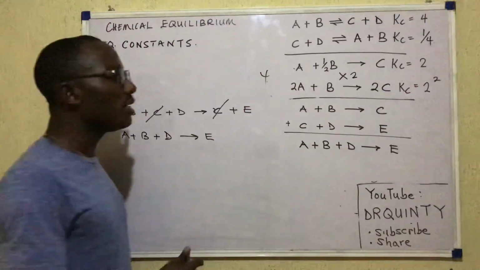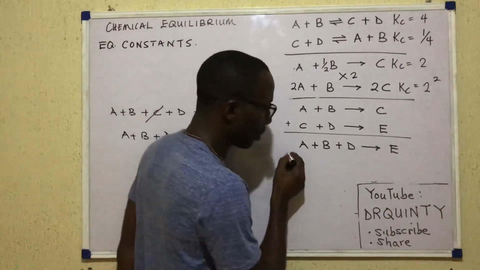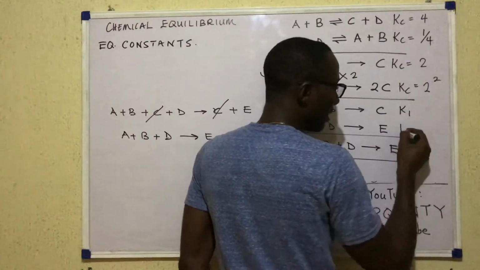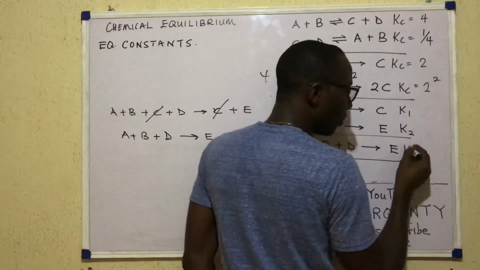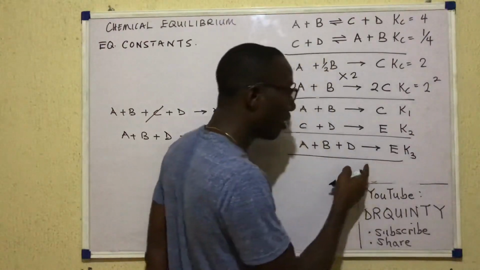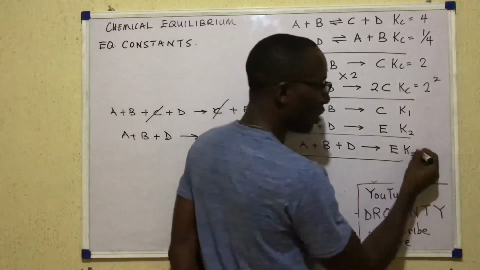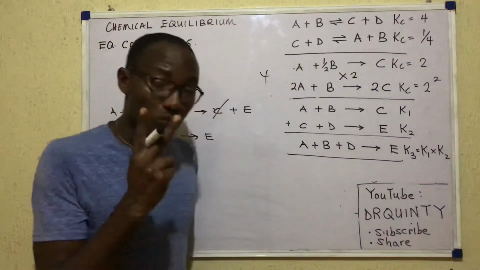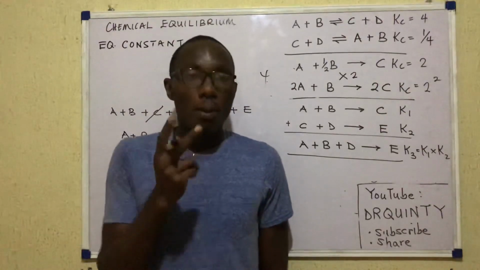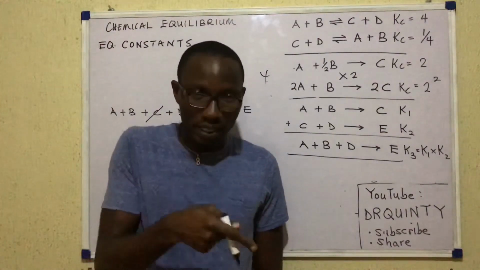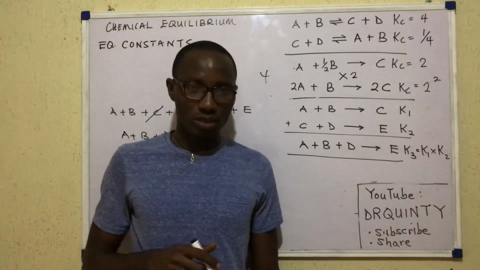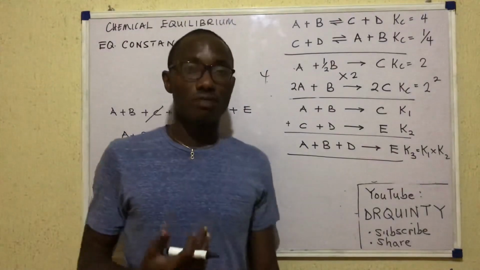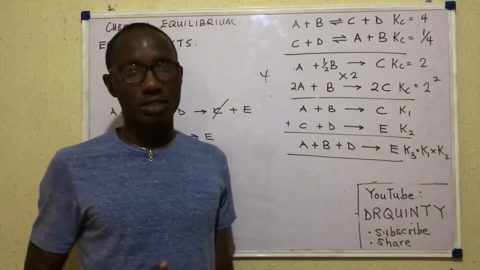Yes. So anytime you add up 2 reactions to get a third one, you will take the Kc of the first and the Kc of the second, and you multiply them so that K3 here, which is the Kc of this third reaction, will be equal to K1 times K2. So if you add 2 reactions to get a third, multiply their Kc values to get the Kc of the third reaction. These are some rules telling you how equilibrium constants of different reactions are related.